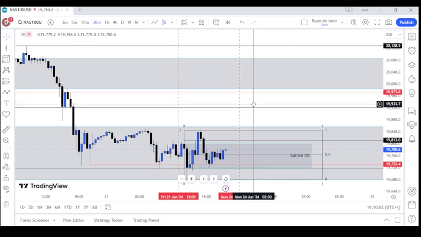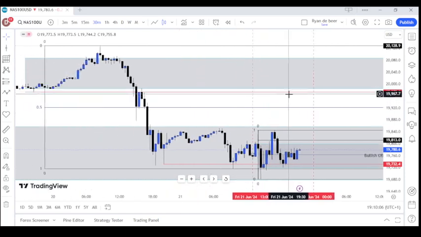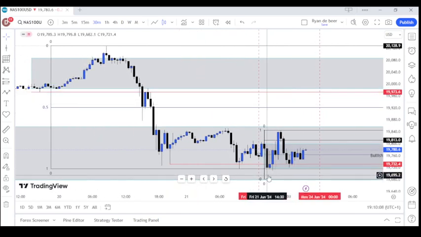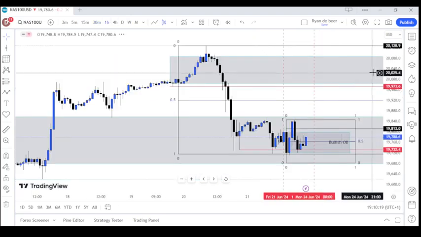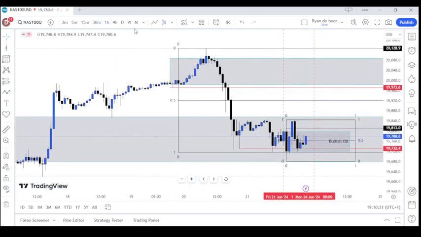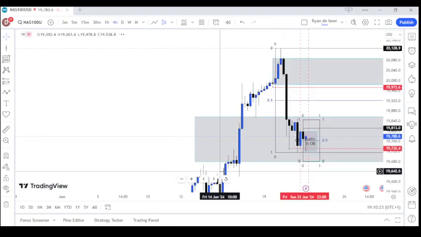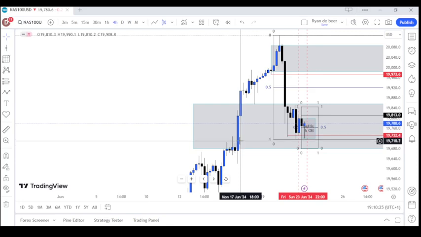Possibly I would be looking at price extending towards the upside. Also could take out this low over here. It could possibly come down, sweep out that low, and then push towards the upside. But we'll see what happens. I have to wait and see, because there's no red folder news tomorrow.